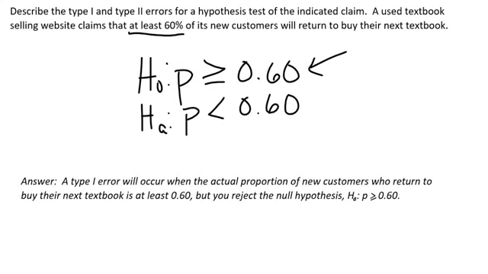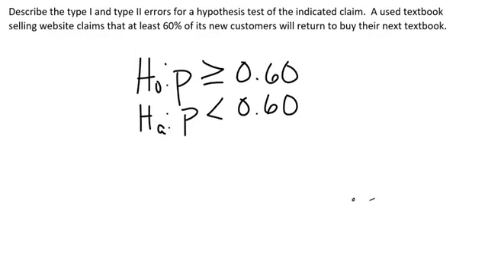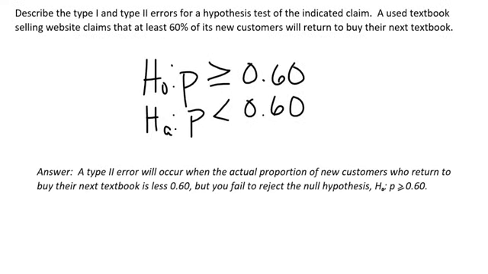Next, let's look at the type 2 error. Remember that in a type 2 error, the null hypothesis is not rejected when it is false. So how would you write this in words? You would say, a type 2 error will occur when the actual proportion of new customers who return to buy their next textbook is less than 0.60, but you fail to reject the null hypothesis.